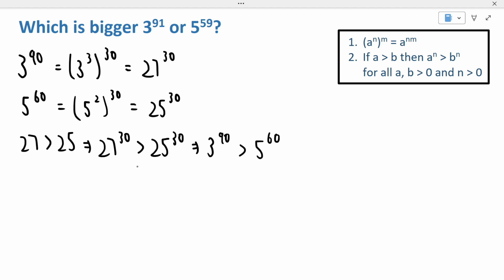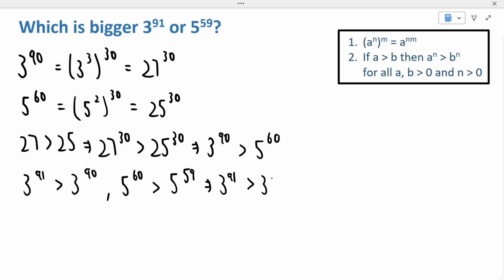So now we know that 3 to the 90 is greater than 5 to the 60, but we wanted to compare 3 to the 91 with 5 to the 59. So notice how 3 to the 91 is greater than 3 to the 90, and 5 to the 60 is greater than 5 to the 59. So this means that 3 to the 91 is greater than 3 to the 90, which itself is greater than 5 to the 60, since we found that 3 to the 90 is greater than 5 to the 60, and that in turn is greater than 5 to the 59. So we can infer that 3 to the power of 91 is greater than 5 to the power of 59.